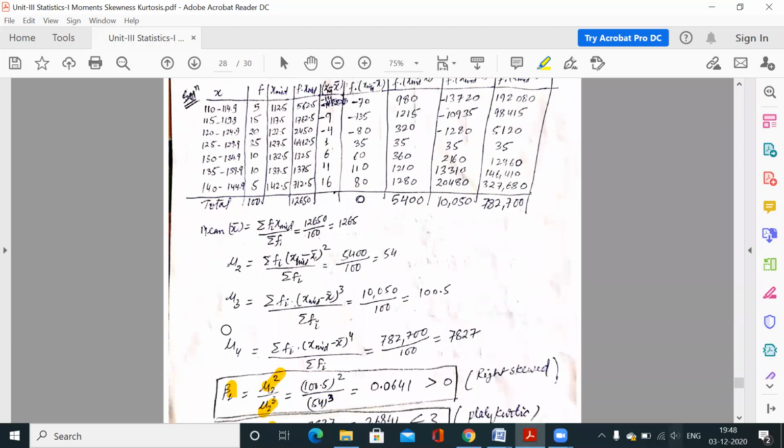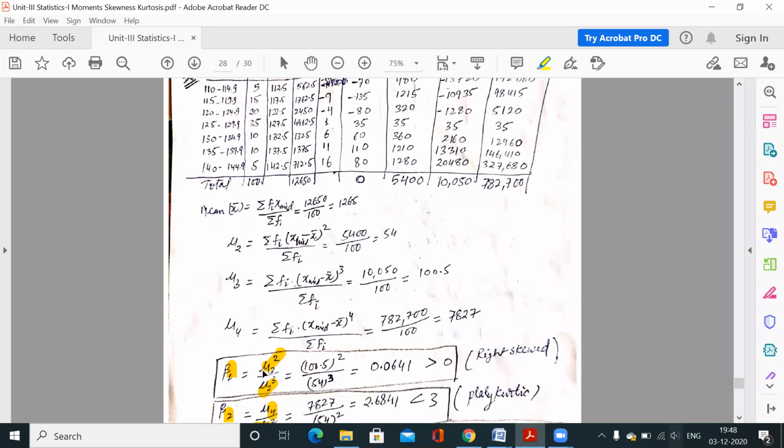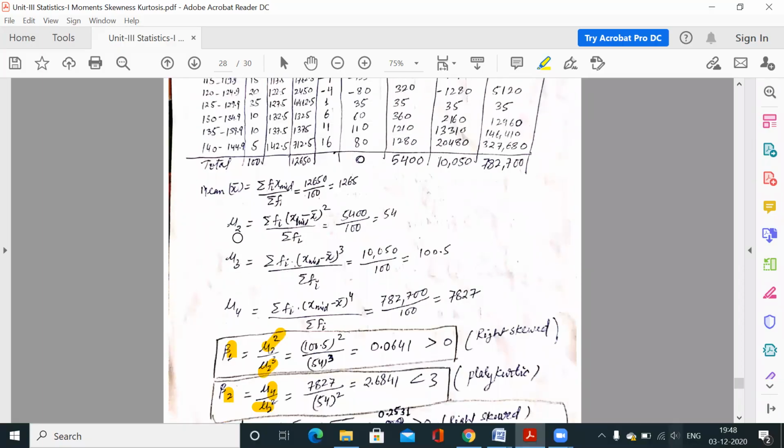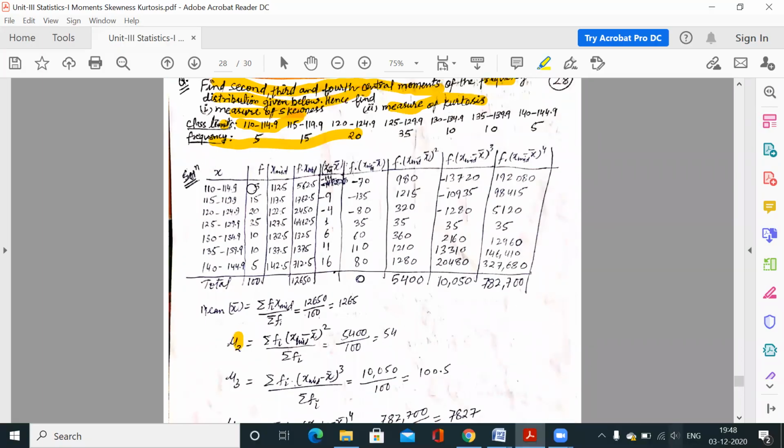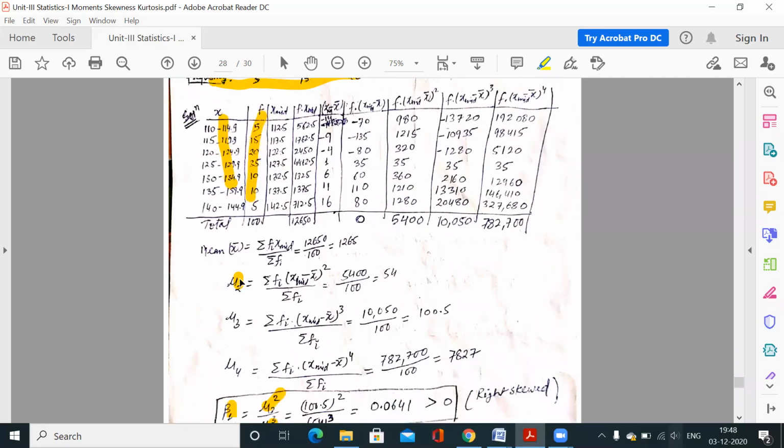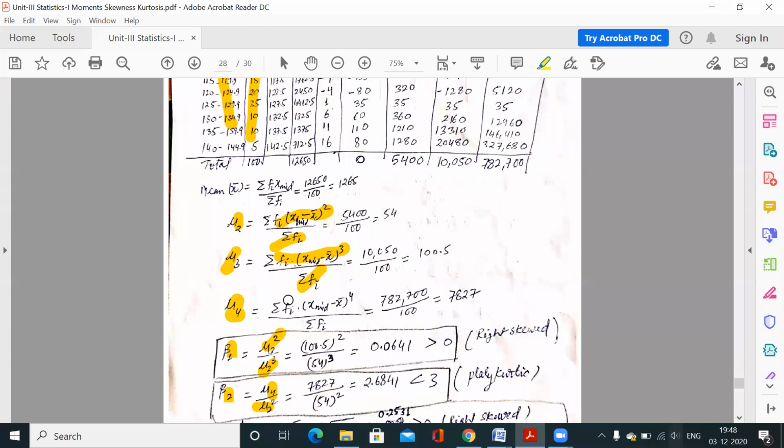So first, in the formula we don't need mu1, so mu2, mu3 and mu4. Mu2 is for continuous series, because it is a continuous data form. For continuous series, mu2 is summation Fi (X mid minus X bar) square by summation Fi. Mu3 is summation Fi (X mid minus X bar) cube by summation Fi, and mu4 is summation Fi (X mid minus X bar) to the power 4 by summation Fi.